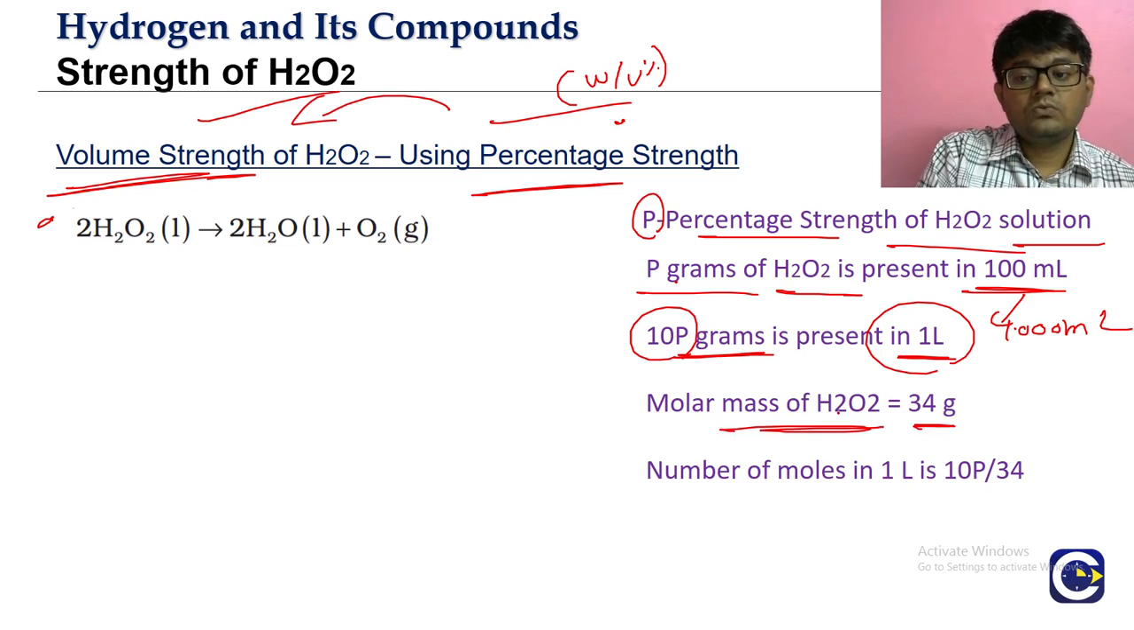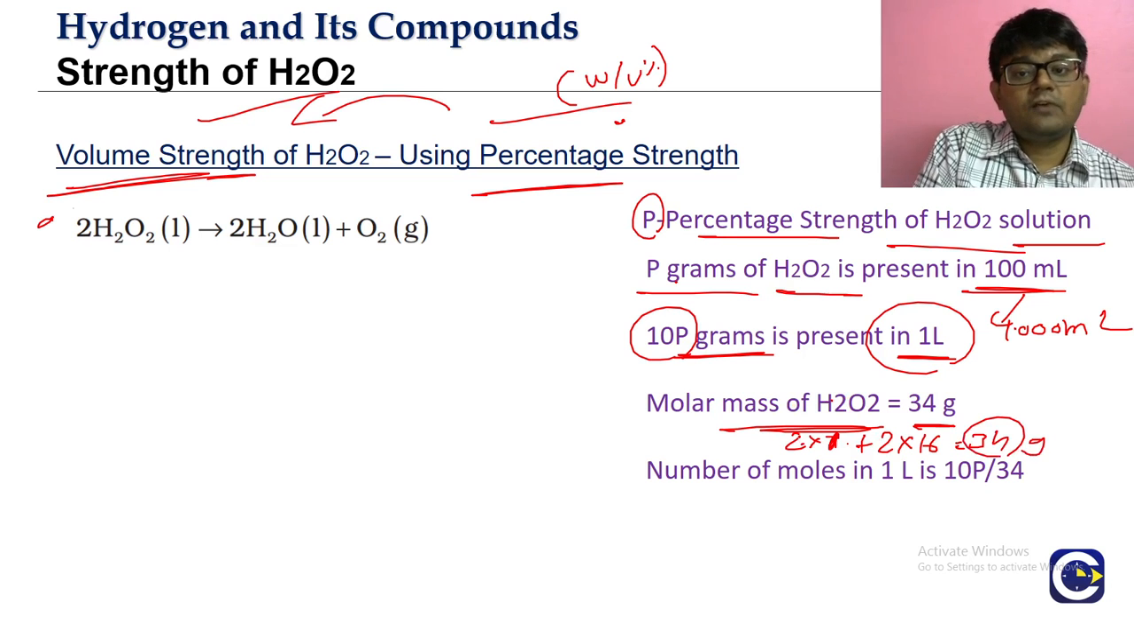34. How? 2 hydrogens are there, 2 oxygens are there. 2 into 1 plus 2 into 16. Hydrogen is 1. Both the hydrogens together will be 2. So 2 into 1 plus 2 into 16. What is it? It will be 34. That is the molar mass of H2O2.